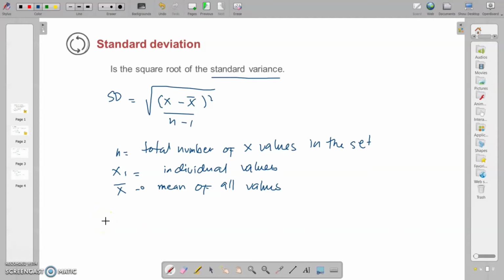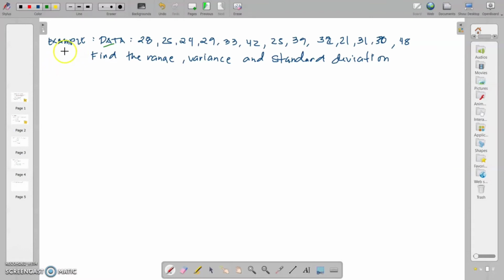And next is the example. So let's go to the example. With the given data 28, 25, 24, 29, 33, 42, 25, 39, 32, 21, 30, 31, and 48, find the range, variance, and standard deviation. This is the example in your book, Mathematics in the Modern World.